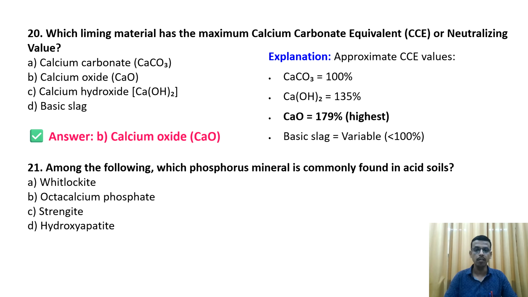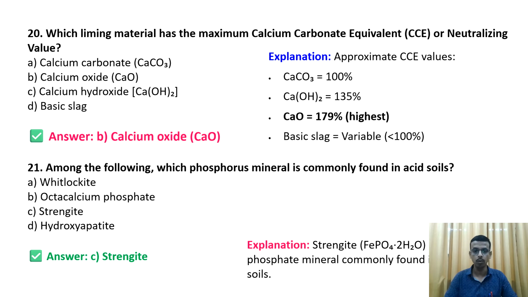Then among the following, which phosphorus mineral is found in acidic soil? Strengite is found in acidic soil. What is the explanation? The strengite formula is FePO4.2H2O. So this is an iron-bearing mineral mostly found in acidic soil.